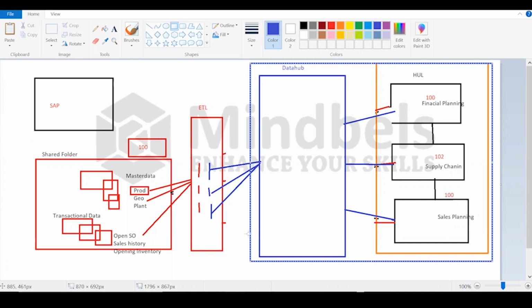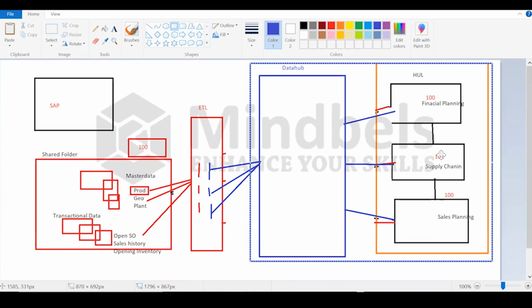Now, so far what I did is create one particular model. I'm importing all this data with the help of ETL at one particular location, and from this location I'm pushing the data into different spoke models. By doing this, my spoke models' performance is going to be increasing.